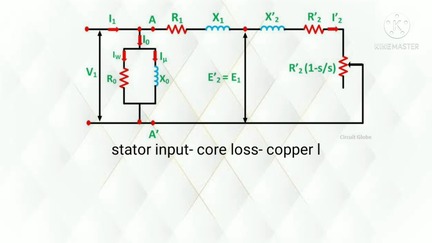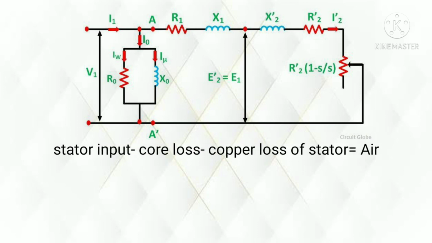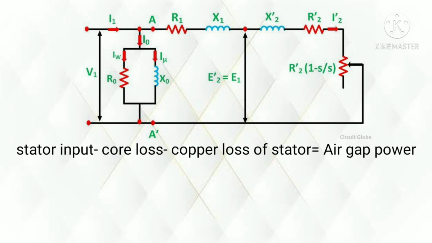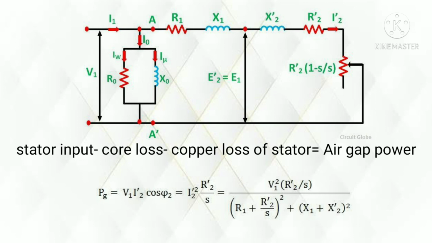So the power which we get after considering the core loss is called air gap power. So air gap power per phase is V1 I2 dash cos phi 2, which is also equal to I2 dash whole square times R2 dash by S.